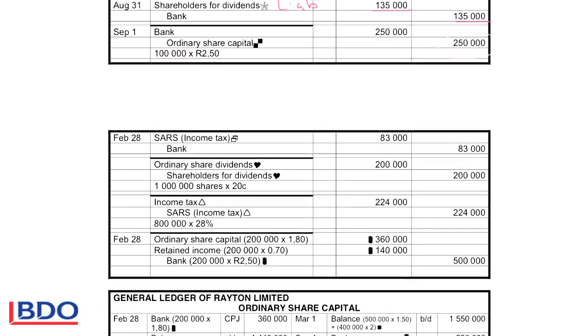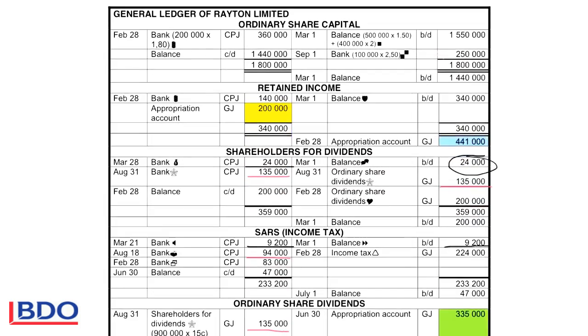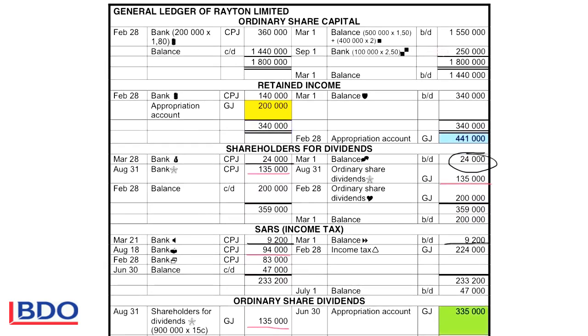So the bank account will be credited with 83,000. SARS will be debited because we pay our liability on the profits that we made during the last 6 months, so that we reduce the amount that we owe to SARS. And we will debit SARS with 83,000. Now remember, you cannot record provisional tax payments in the income tax account. You only use the income tax account at the end of the year when the final profit for the year was determined.